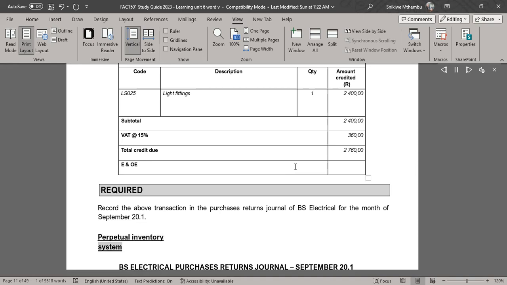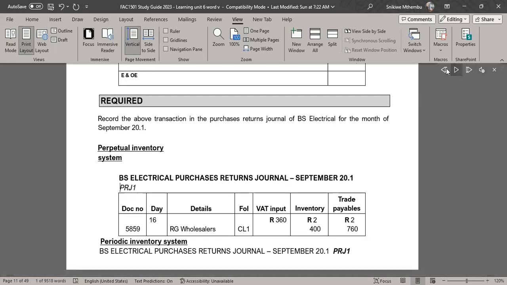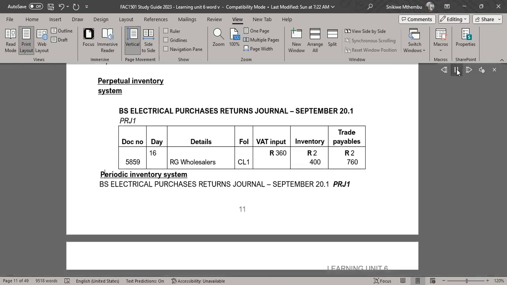Perpetual Inventory System. BS Electrical Purchases Returns Journal, September 20.1, PRJ1. Periodic inventory system. BS Electrical Purchases Returns Journal, September 20.1, PRJ1.